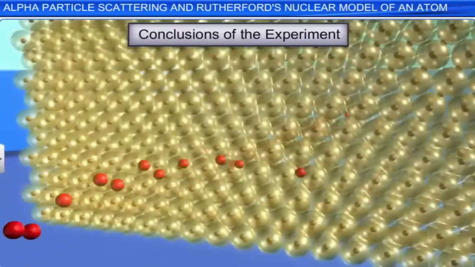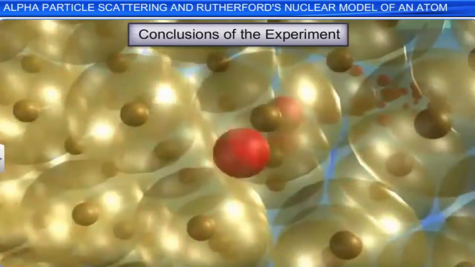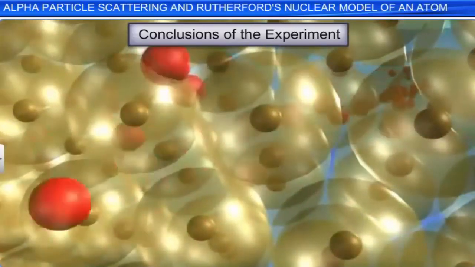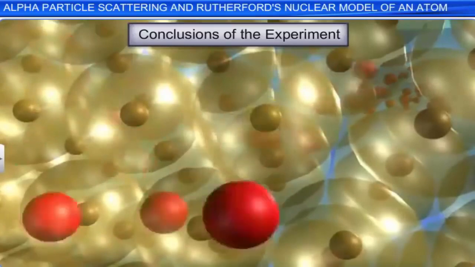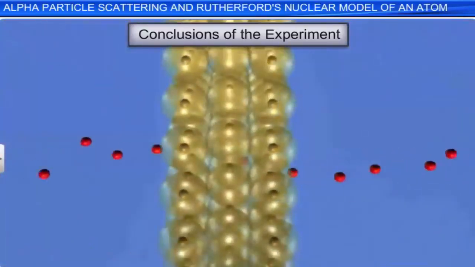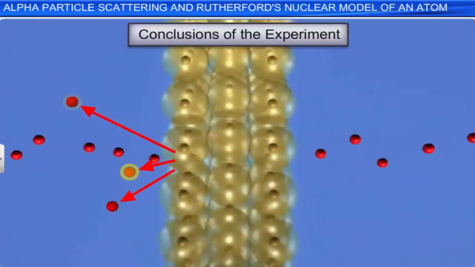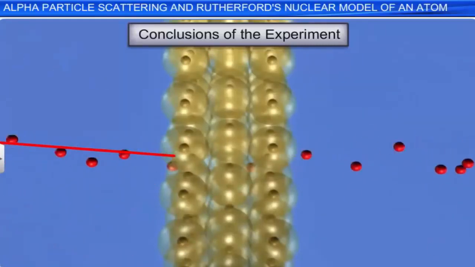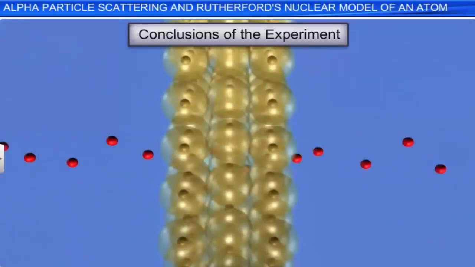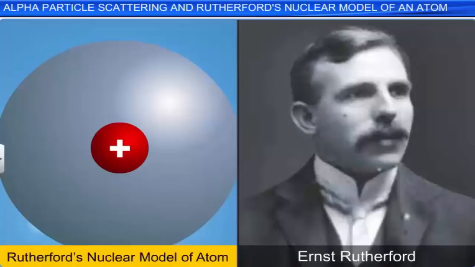This would be possible only if most of the atom was empty and its entire positive charge was concentrated tightly at the central part called the nucleus. In such a case, the alpha particles which moved very close to the central part would experience large repulsive forces and suffer deflections greater than 90 degrees. Based on these assumptions, Rutherford proposed the atomic model, henceforth called Rutherford's nuclear model of the atom.